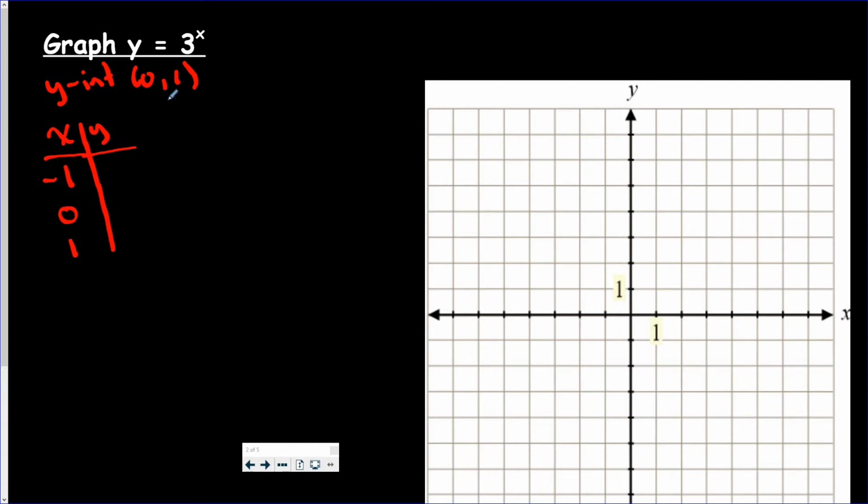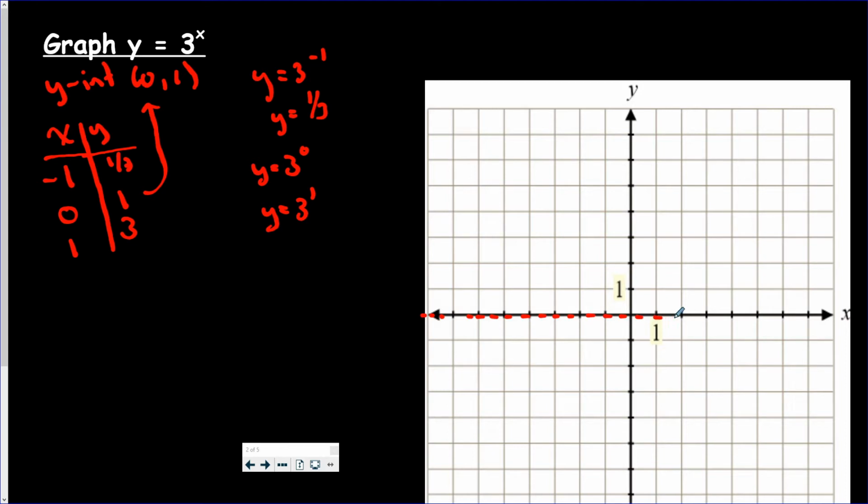So when you plug in x equals negative 1, you're going to have y equals 3 to the negative 1. Well, when you do the reciprocal, because that's what the negative exponent does, that gives you 1/3 for y. So you're going to get 1/3 over here. When you plug in x equals 0, you're going to get 3 to the power of 0, and that is the value 1. So that is our y-intercept that we said we would have before. And when you plug in x equals 1, you're going to get 3 to the 1, which gives you 3.